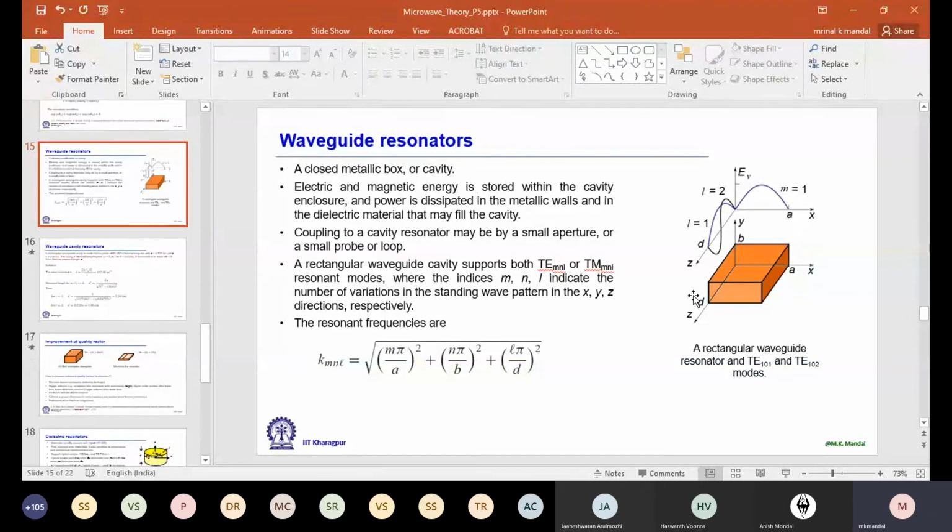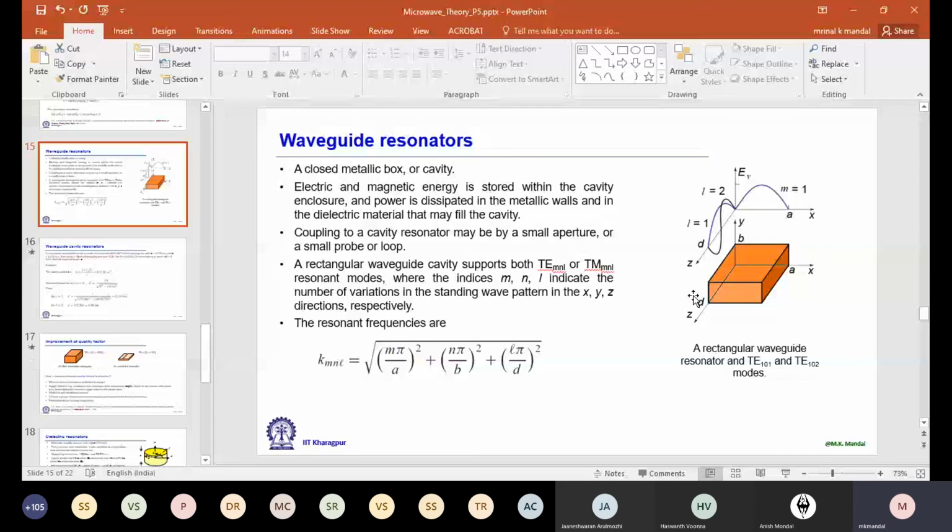So then how is it defined? We use that dispersion relationship, and from that the resonant wave number is determined in general as k_mnl. M, N, L are the mode numbers in the x, y and z directions. It is the square root of (m pi by a) whole squared plus (n pi by b) whole squared plus (l pi by d) whole squared. So what we see is that it depends on all the dimensions a, b and d.